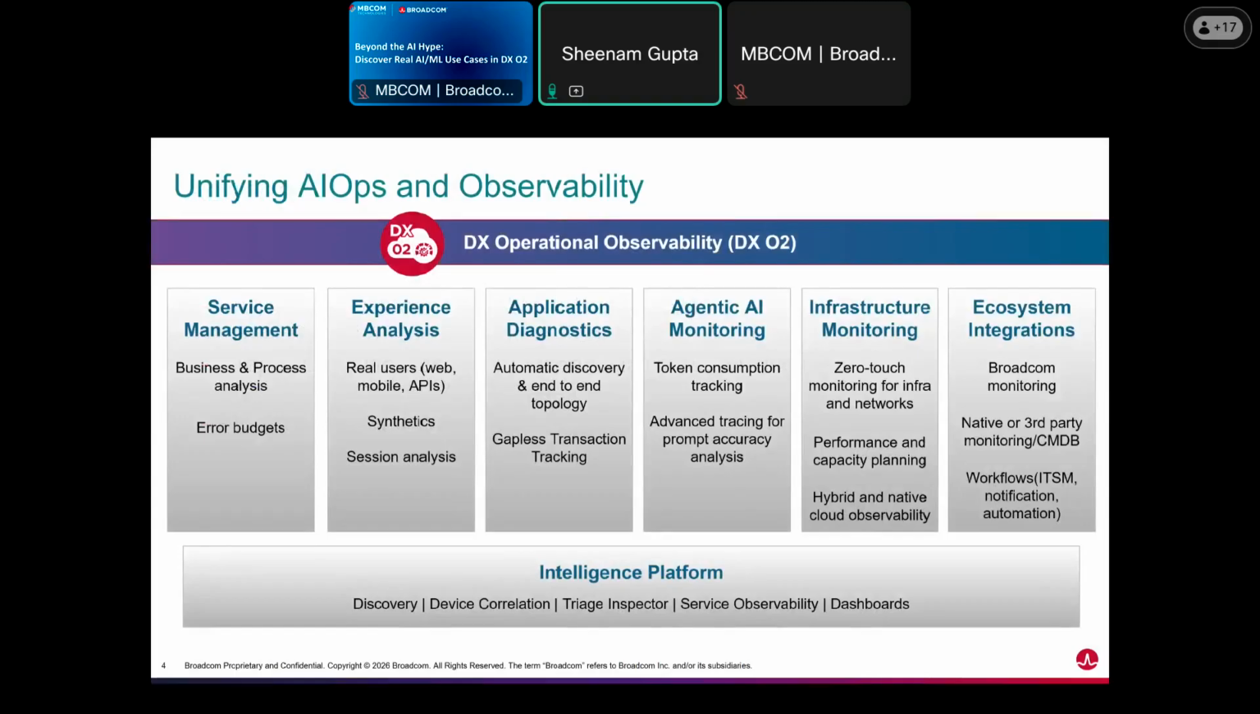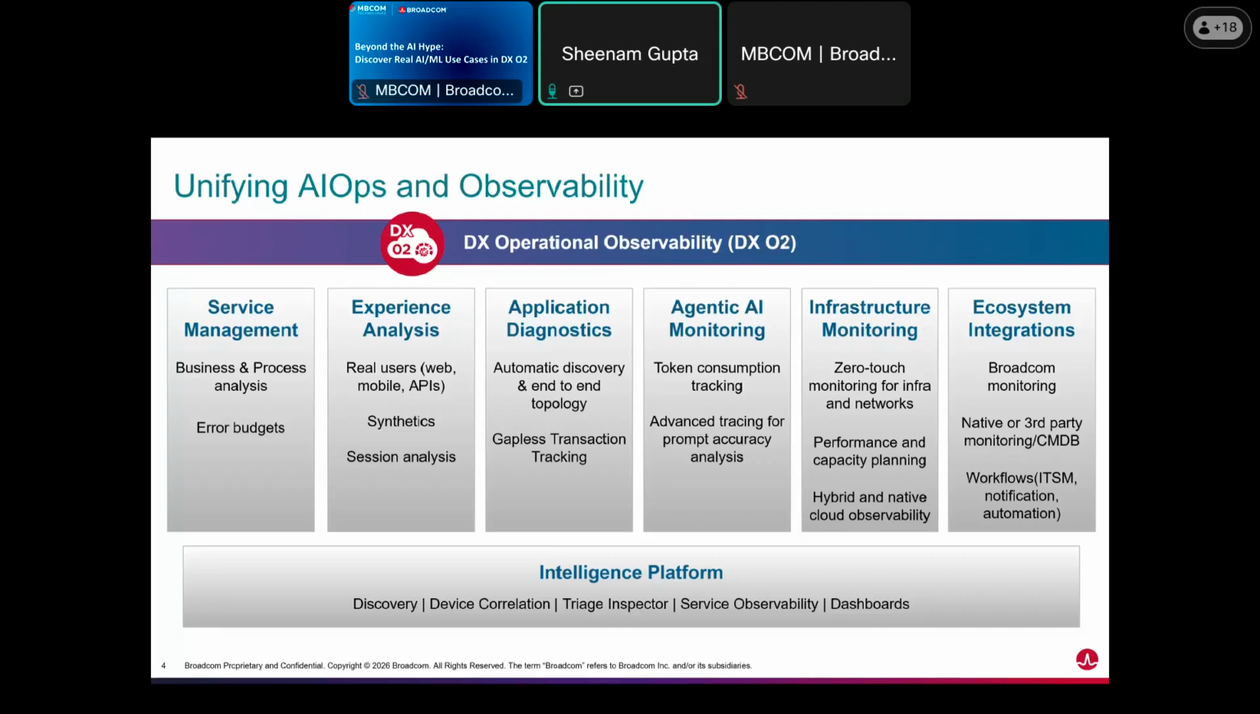DX Operational Observability started with our vision to unify AIOps and observability, I would say now 2.5 years back. We started this journey by bringing together the application diagnostics, the infrastructure monitoring, and the intelligence platform into a single product. This product started essentially with providing end-to-end observability and monitoring for customer environments that have modern technologies as well as traditional or legacy technologies in their ecosystems, and they needed a balance, right?